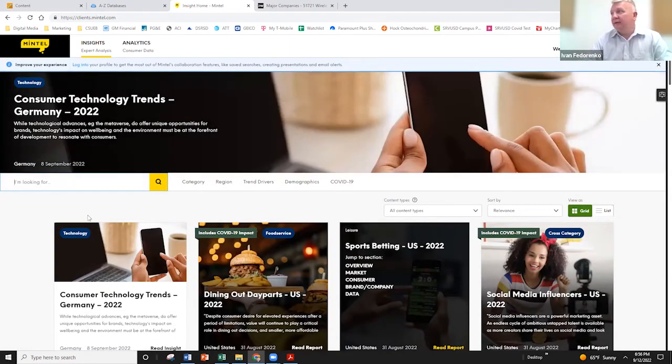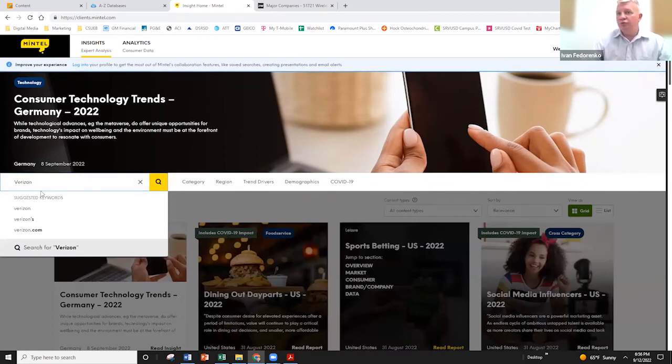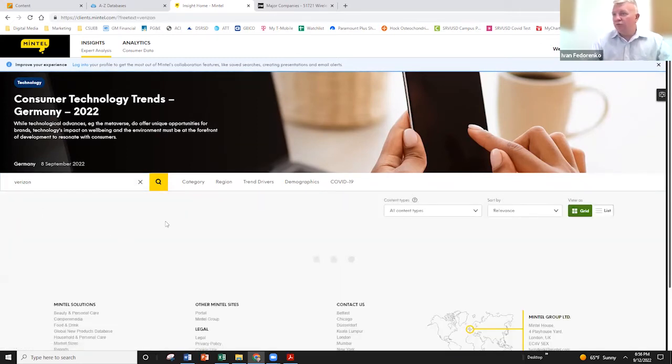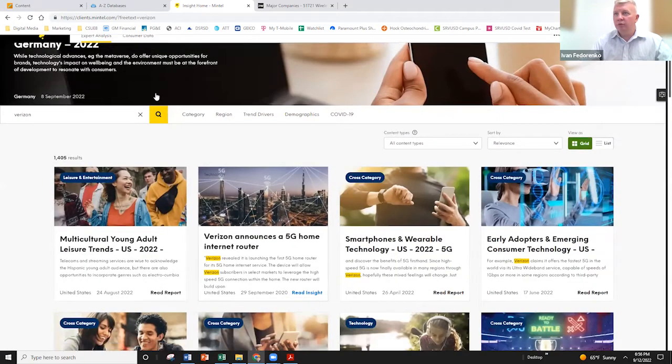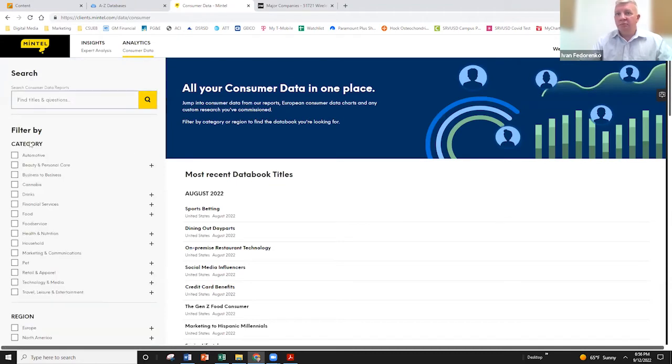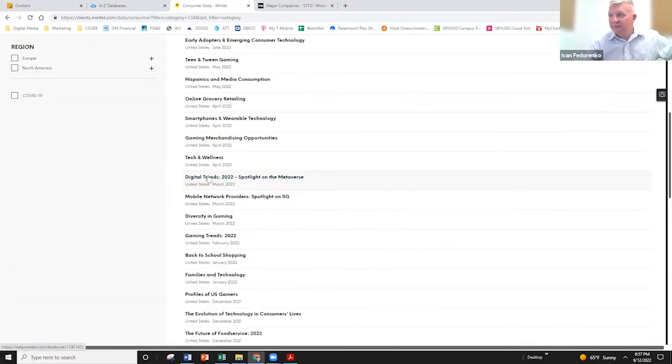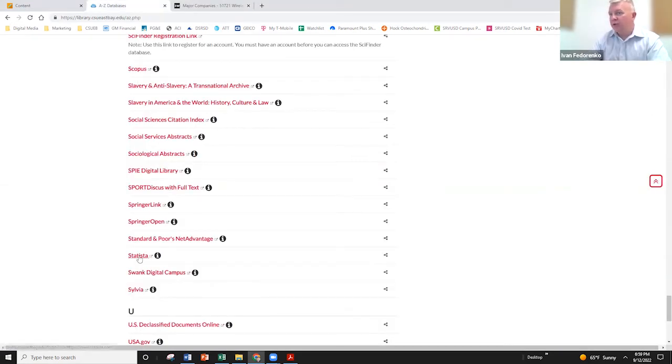In the Mintel databases, you can check any industry or specific company as well. If I start searching for Verizon, let's see what they can offer me. Some news. I want reports, like consumer data, right? Consumer data for what? Technology and media. Okay, mobile network providers in the United States. The newest one is from March 22. But you also have a huge database for free.